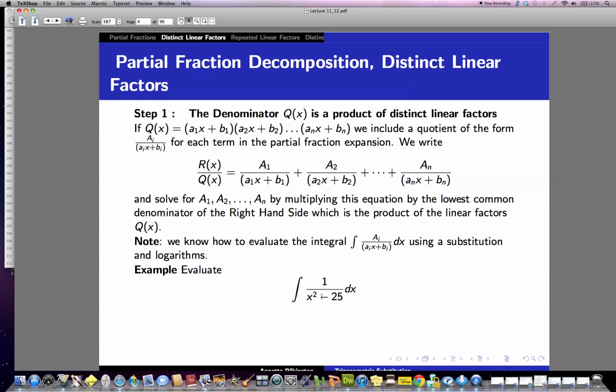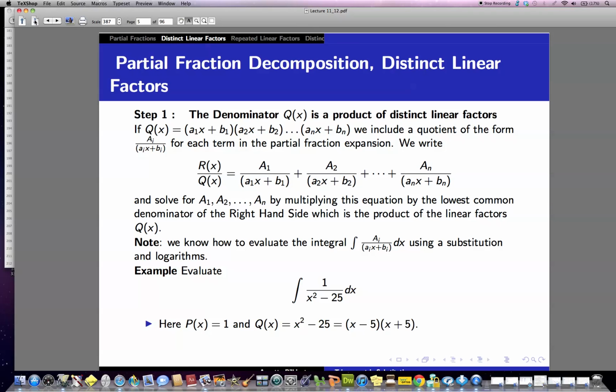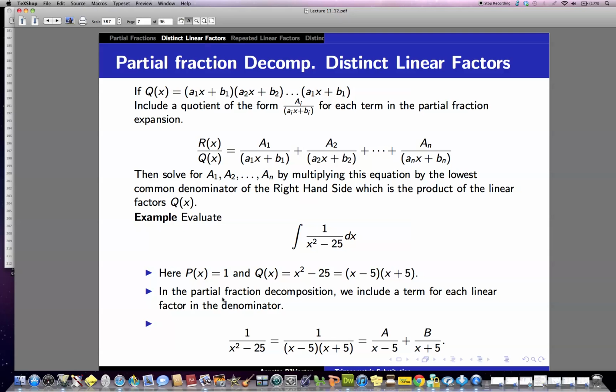If I want to integrate 1 over x squared minus 25, here the r of x is 1, the q of x is x squared minus 25, and q of x has distinct linear factors. It's x minus 5 times x plus 5. In the partial fractions decomposition, we're going to include one term for each of those linear factors. So 1 over x squared minus 25 is equal to 1 over x minus 5 times x plus 5. When I'm setting up the partial fractions decomposition, I include one term for each of these two factors. So I set it up as a over x minus 5 plus b over x plus 5.